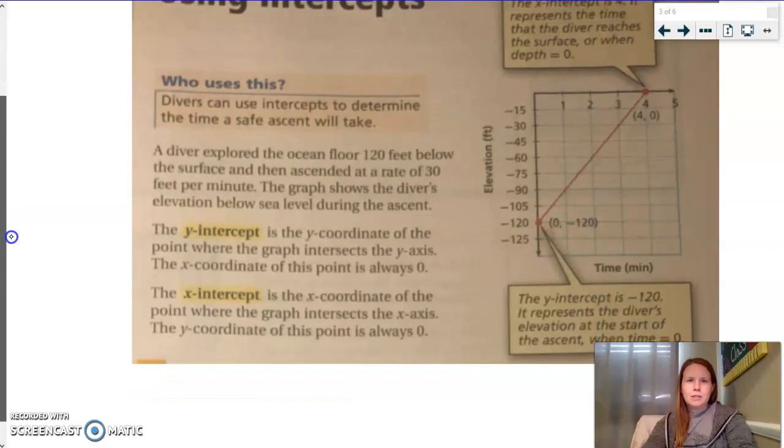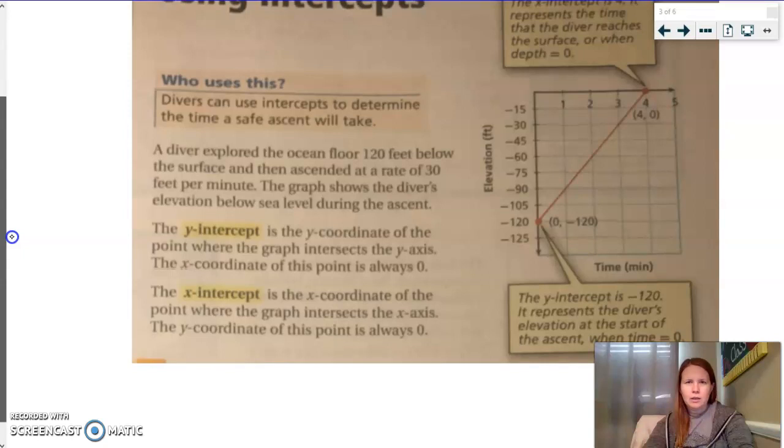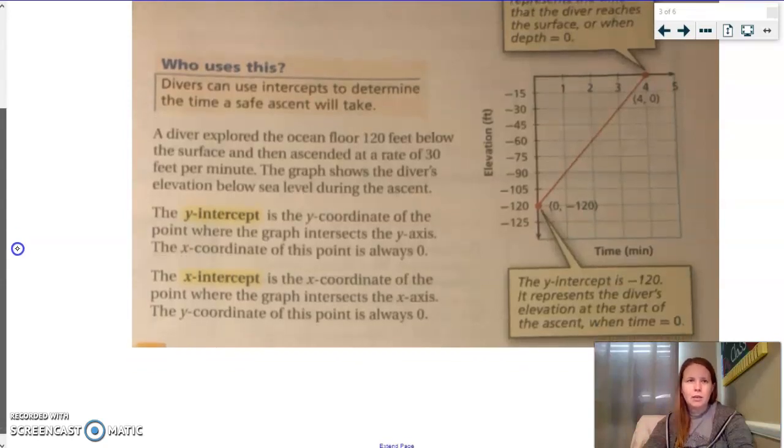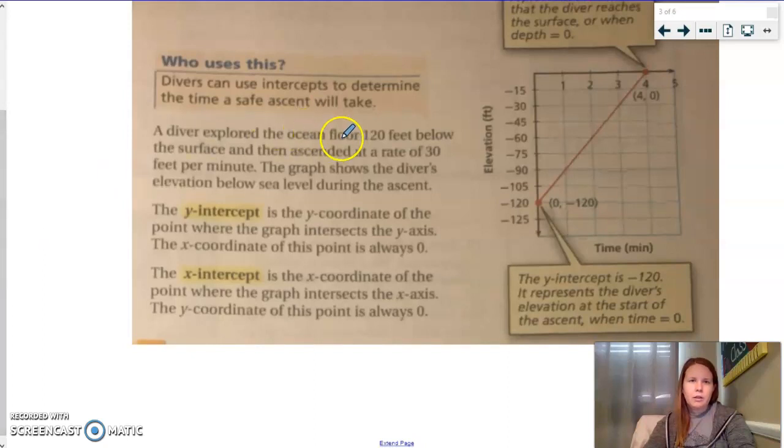Divers can use intercepts to determine the time a safe ascent will take, so how long it's going to take them to go from point A to point B. A diver explored the ocean floor 120 feet below the surface and then ascends at a rate of 30 feet per minute. The graph shows the diver's elevation relative to sea level during the ascent.